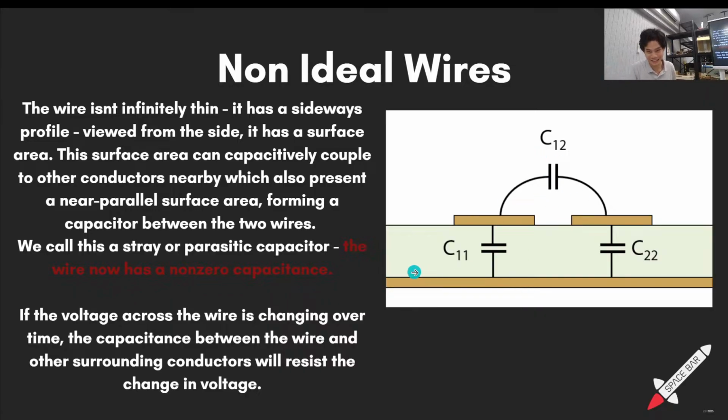You see this wire and this wire? There is a capacitor here and there's a capacitor here. So now suddenly there are capacitors all over the place in my circuit. This is wonderful as well. We call this a stray or parasitic capacitor, and the wire now has a non-zero capacitance. So if the voltage across the wire is changing over time, the capacitance between the wires and other surrounding conductors will resist the change in voltage, just like a capacitor normally will.